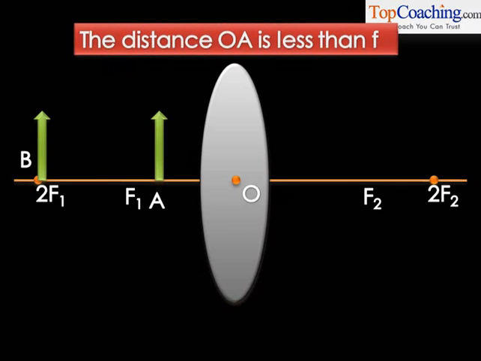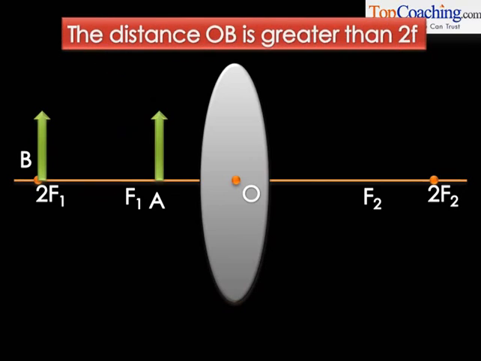Now the next option says the distance OA is less than f. That option is clearly correct. After all, point A is such that it makes the convex lens form a virtual image. So A is definitely between O and f1, and so the distance OA is less than the focal length of the convex lens. This option is correct. The next option says the distance OB is greater than 2f. This option is wrong. The distance OB is exactly equal to 2 times the focal length, isn't it? After all, B is at 2f1, and the distance O to 2f1 is clearly 2 times f, the focal length. So this option is wrong.